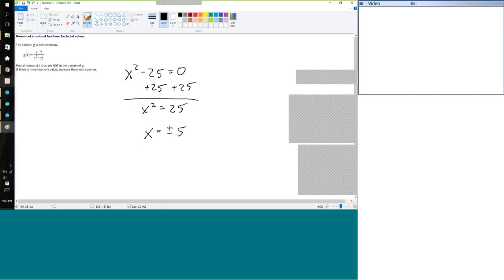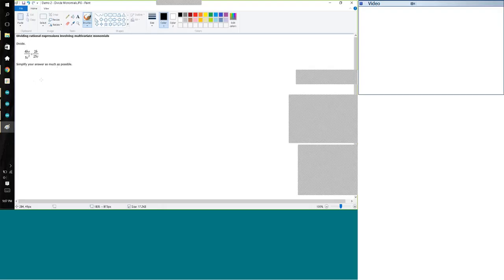And move on to number 2. Dividing rational expressions using multivariate monomials. Basically just means, hey, we've got a bunch of stuff going on in here. Can we get rid of any of it and cancel some stuff down if possible? And they threw in some extra fun because, yay, fractions, and we're dividing by a fraction. But fortunately, that is super easy to deal with.